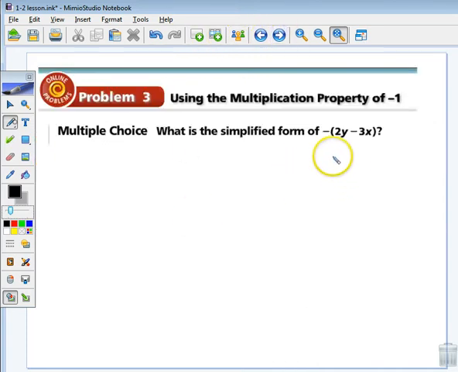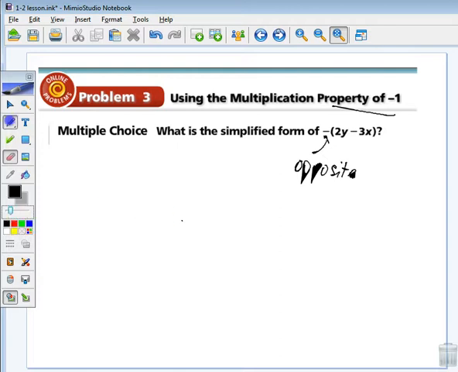Alright, so now we are going to see the property of -1. So you want to read this as the opposite. Whenever there's a negative inside, you want to read it as opposite. Those are p's, by the way. So this is saying the opposite of the quantity of 2y minus 3x. So basically, just flip the signs. So here 2y is positive, it's going to end up being negative.